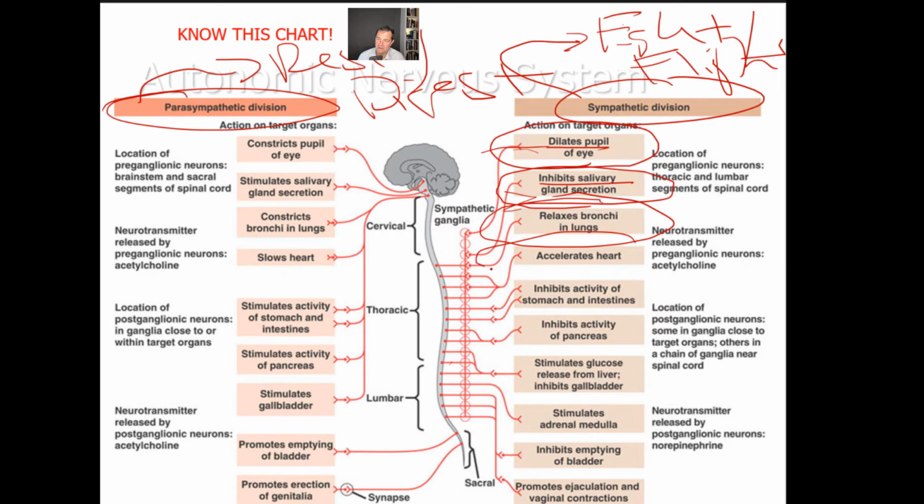Your heart rate's going to jump up. That also will circulate your blood quicker. You're going to inhibit your stomach and your intestines, and you're going to inhibit the activity of the pancreas. You don't need to digest things. Now, you're going to stimulate glucose release from the liver, and you're going to inhibit the gallbladder. Now, glucose is a quick, very quick energy kind of sugar, right?